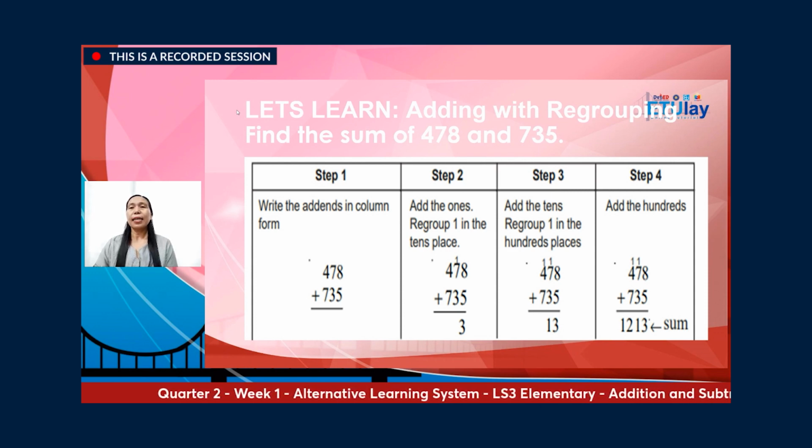Then add the tens place, regroup 1 in the hundreds place. 7 plus 3 is 10, plus 1 is 11. So we need to bring down 1 and carry 1 to the upper portion of 4. So 4 plus 7 plus 1 is 12. So therefore, our sum is 1,213.